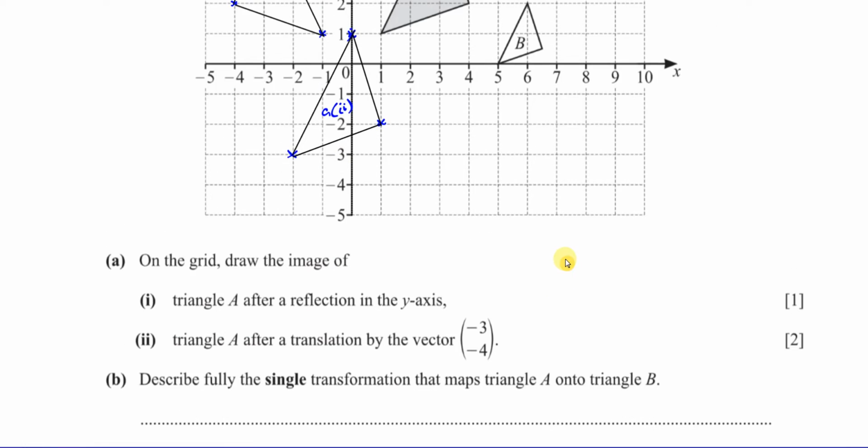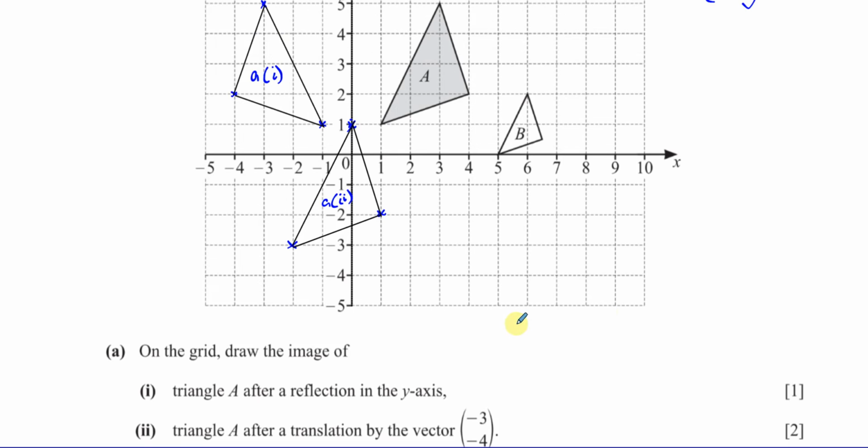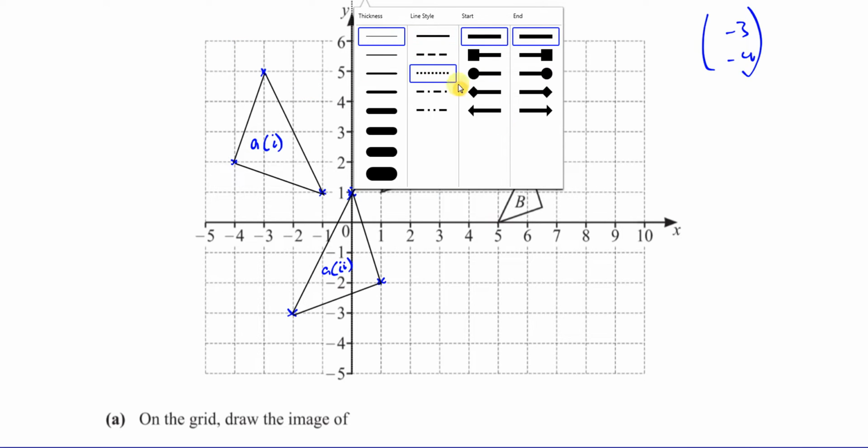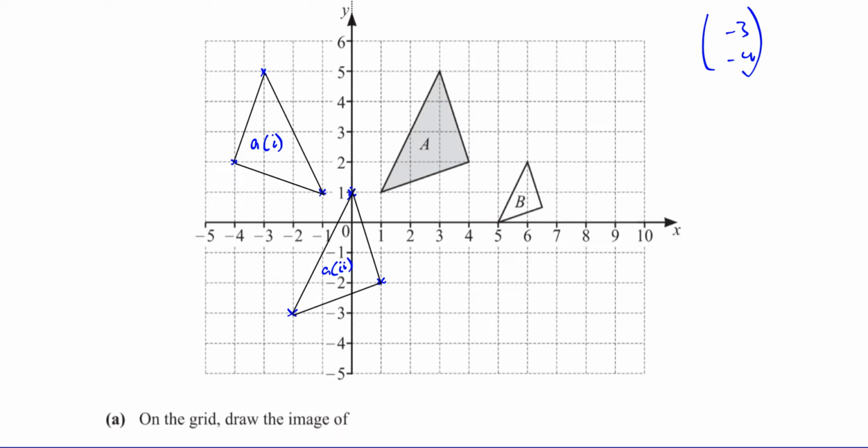Then it says, describe fully the single transformation that maps A onto B. So if you want to go from A to B, we can see that B is smaller than A. For sure, it's smaller than A. So it looks like it's going to be an enlargement. That's the only type of transformation that we deal with which deals with things which have got smaller or bigger.